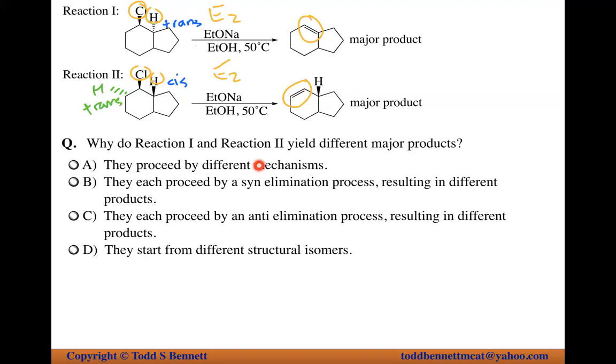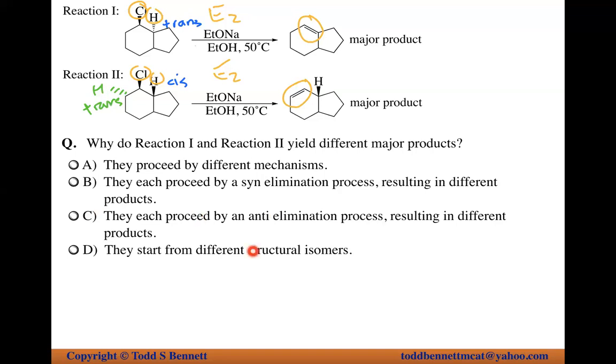So they proceed by different mechanisms? Nope, E2. Strong bulky base is E2 no matter which side it goes to, so that's out. They proceed by a syn elimination process? Nope, it's not the same side, it's always anti, that's out. They proceed by anti, resulting in different products. That's looking the best so far.